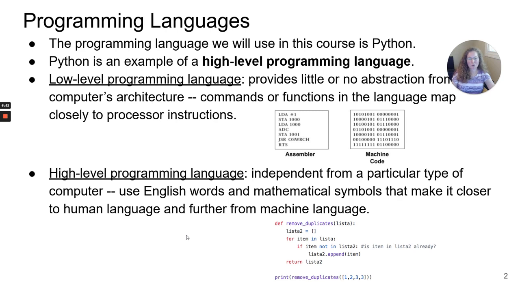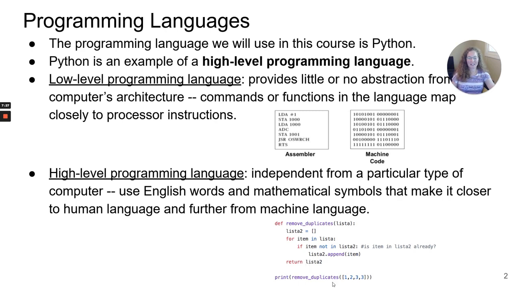It uses English words and mathematical symbols, and it makes it look a lot more like your everyday human language and not like machine language, what the machine is able to do. So here's an example of a piece of Python code. You might not have any idea what it does, but if you look at it, you can see English words in there like for item in list A, if item not in list A2. You see words like append, words like print.